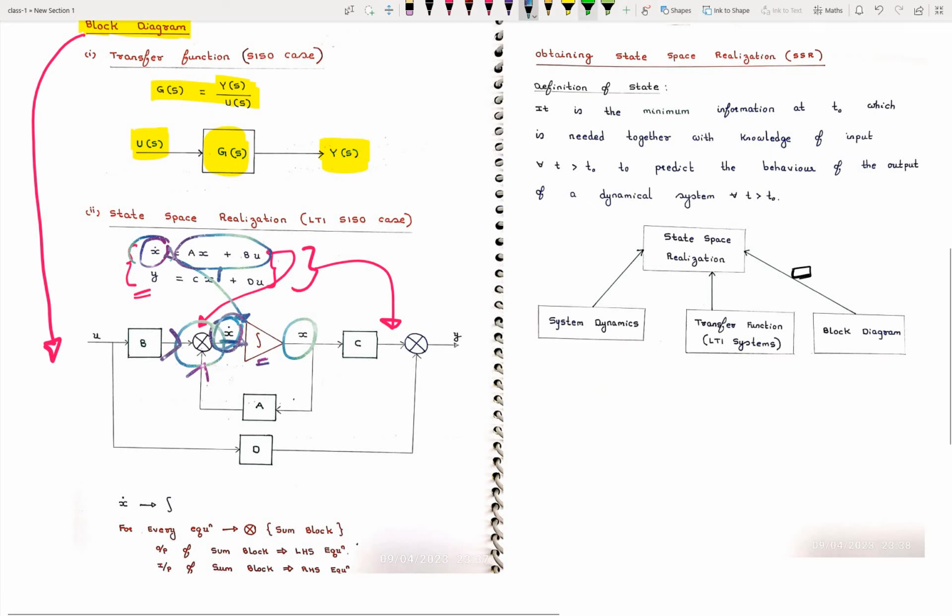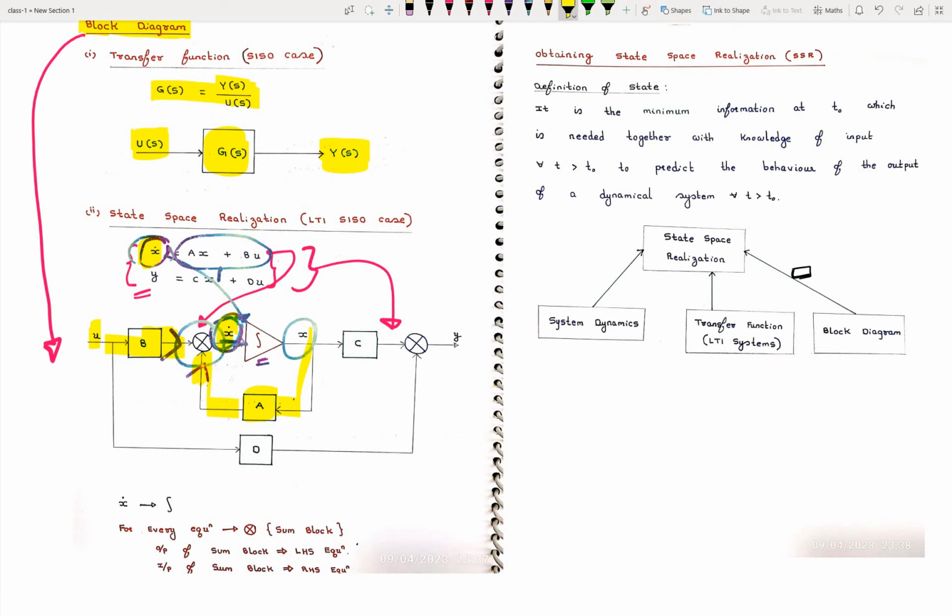Now let me use the highlighter. The input is A with x, so we are accessing state x, taking block A and feeding it here. And one more is B times u. The input u, we take block B, and this is fed here, and the output is x dot. The same x dot we have here.